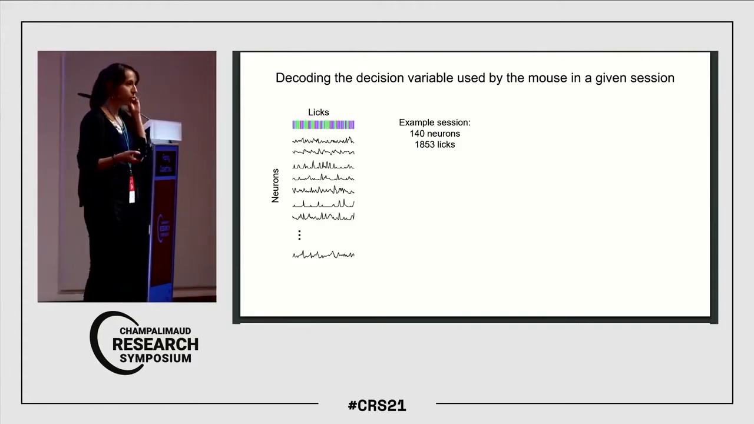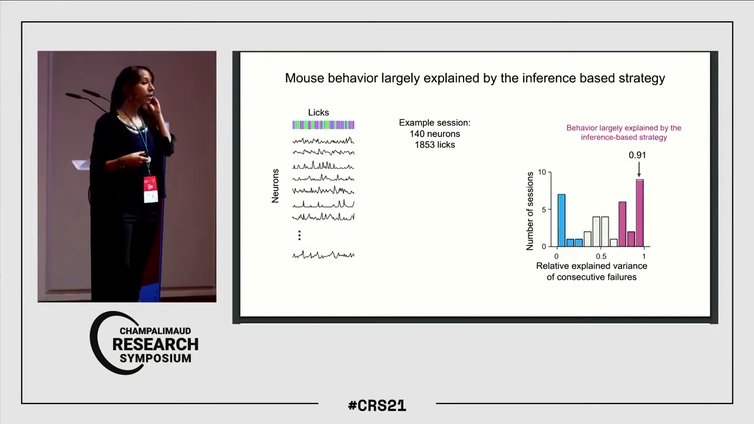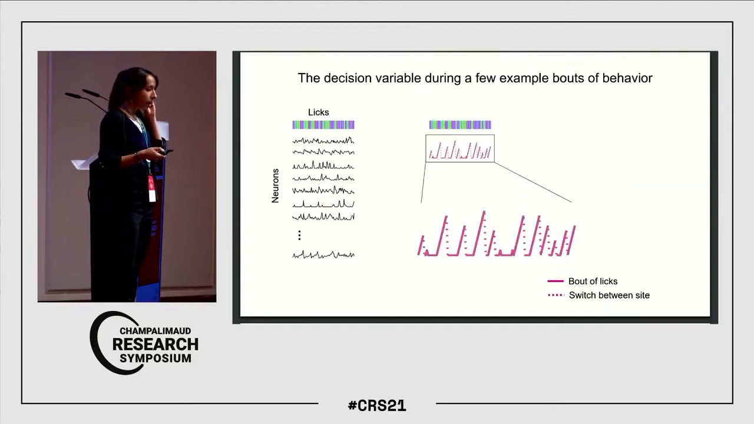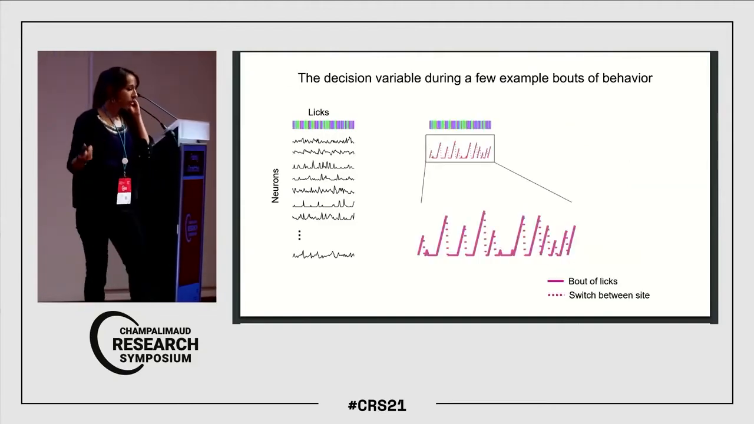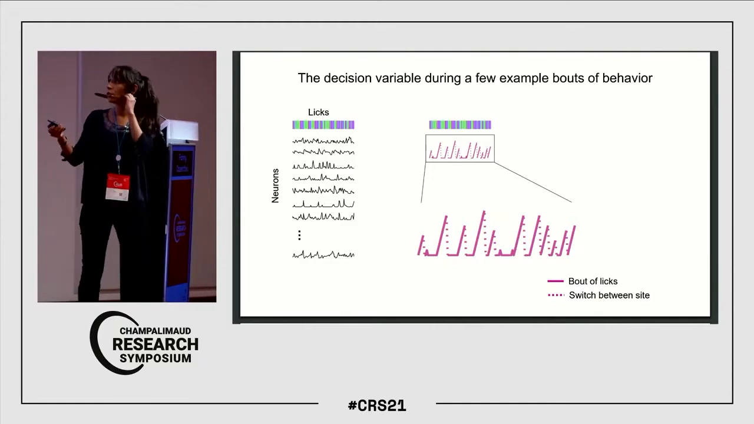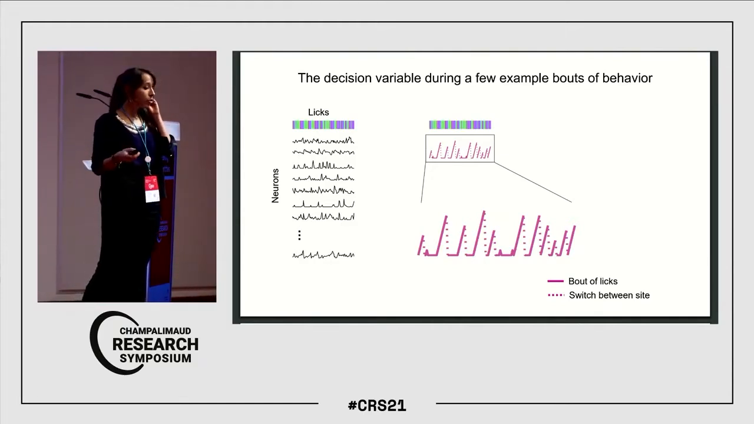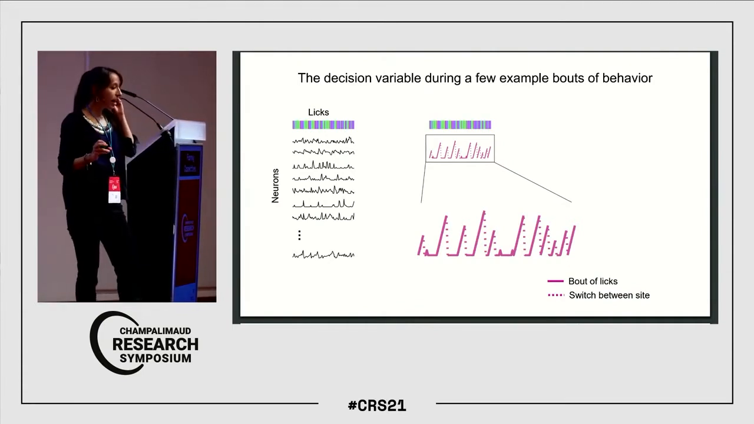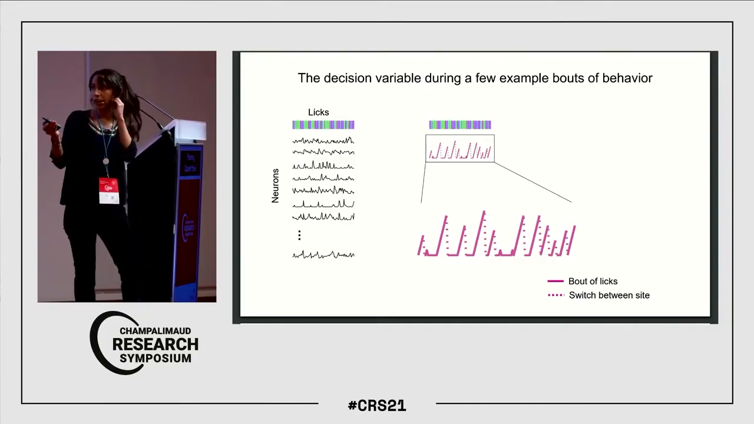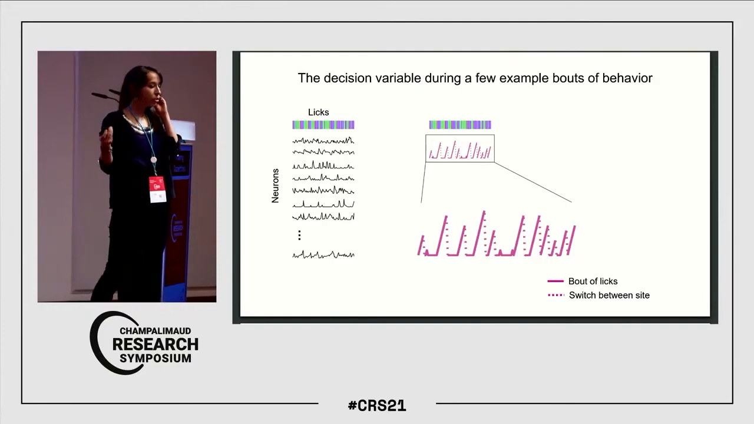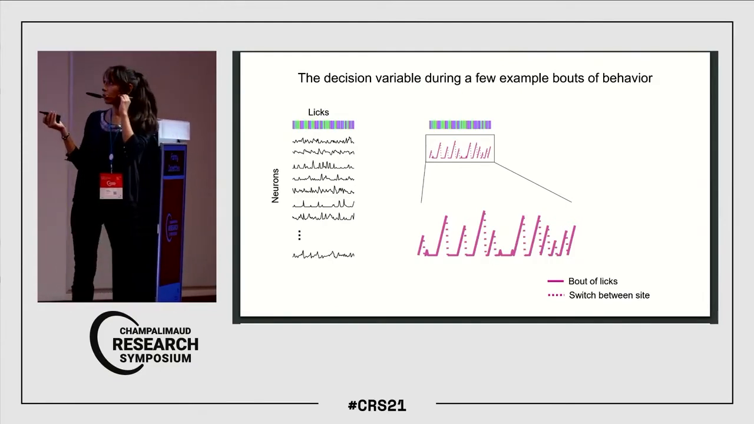So here again, I'm going to walk you through an example where in this session, the mouse was largely using the inference-based strategy. So on this graph, it would be a 0.91. And this inference-based strategy is embodied in this decision variable that I'm showing you an example of here for a few bouts. So this solid line represents bouts of behavior, a sequence of licks, and the dashed line is simply to indicate the moment when the mouse leaves the site and runs to reach the other one.